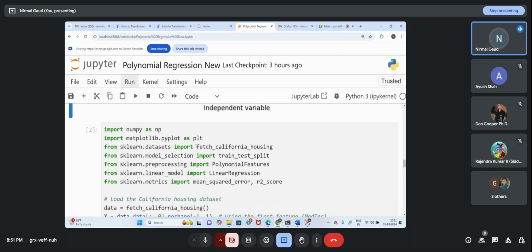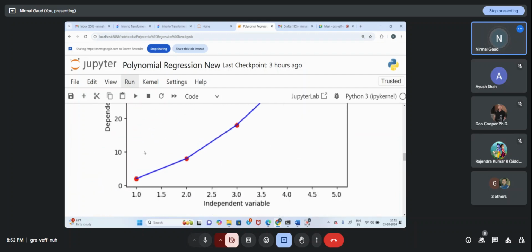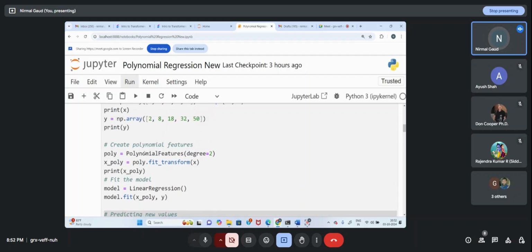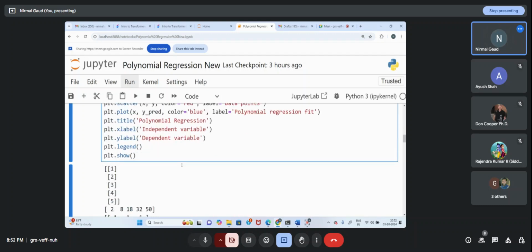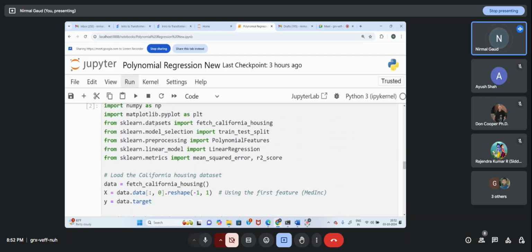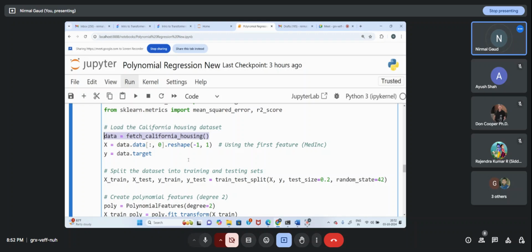Now I am taking already available data in sklearn with the name fetch California housing. This is the dataset available with me in sklearn. In the above example, I created simple data from my side with X and Y. But now I am taking a dataset which is present in sklearn, that is California housing data. That is house price prediction data actually. So I fetch that data.